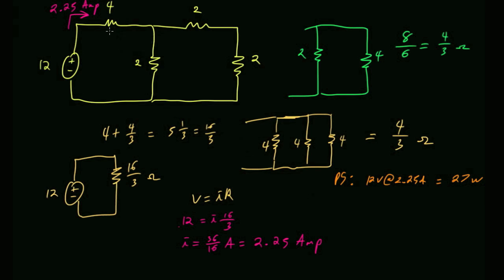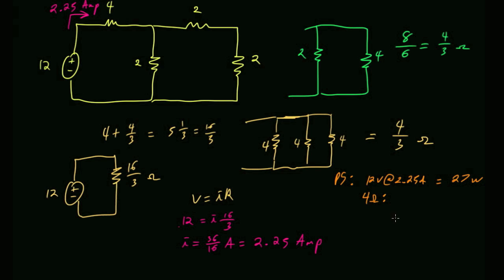With 2.25 amps, how much power goes through the 4 ohm resistor? Let's start by doing an equivalent calculation to over here. I want to account for where everything goes. So how much power goes through that 4 ohm resistor?